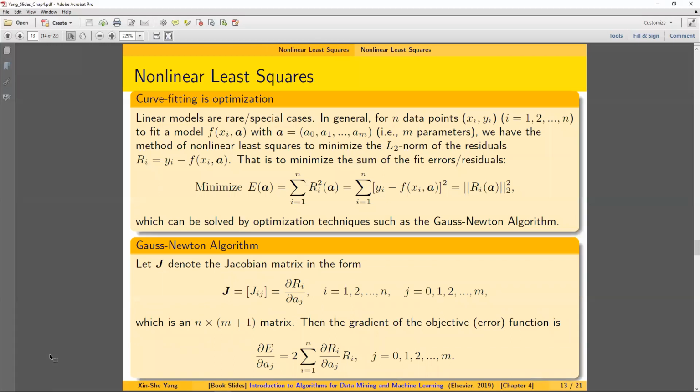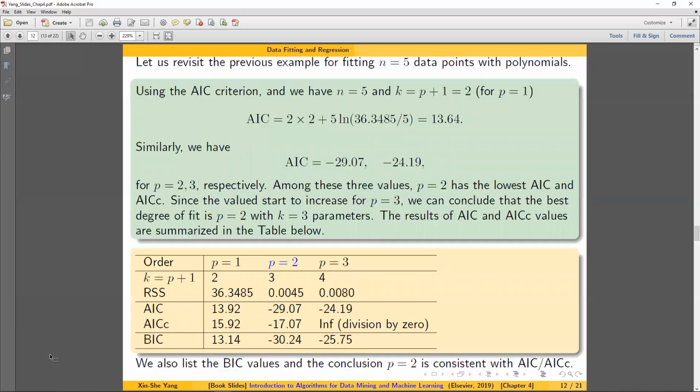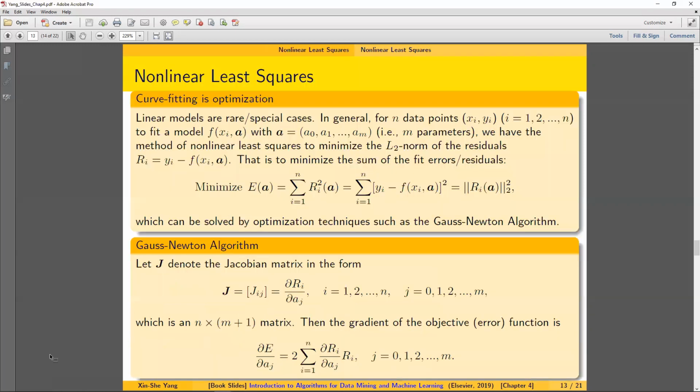Okay, we just discussed data fitting and regression, and the next thing we're going to discuss is nonlinear least squares. So it's a natural stop for now. I'm going to stop here for this lecture. We'll continue with nonlinear least squares next time.